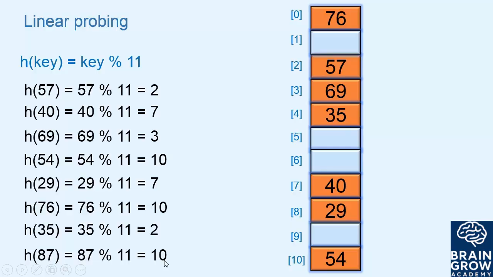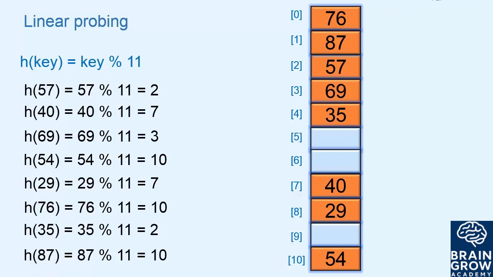Next we have to insert this key 87. It is mapped to location 10. Location 10 is already occupied, so we look at the next location. This is also occupied, so now we look at location 1. It is empty, so we insert the key here. So this was the explanation of how insertion is done in the case of linear probing.